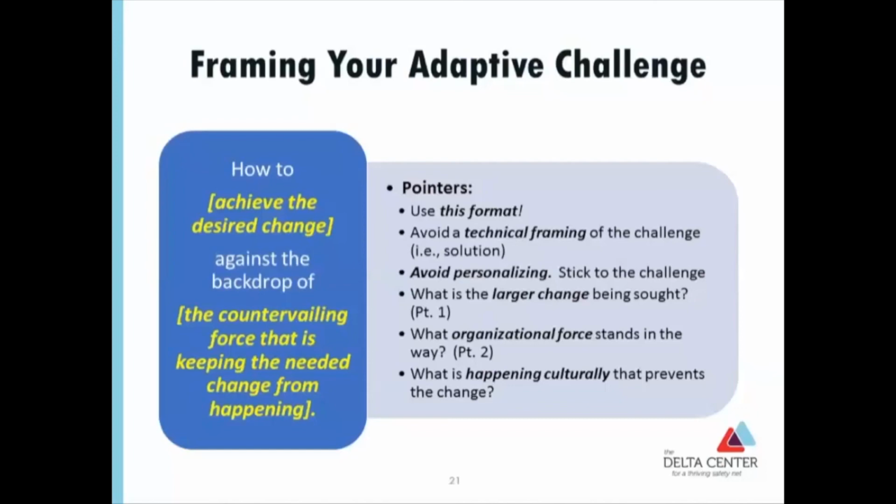And then again, the countervailing forces. What is it culturally? What is happening in the organization or even in the broader system or environment that is keeping that change from happening? Because if the change should have happened, in your estimation, then it would have happened. What is keeping it, broadly speaking, from happening? Okay, and that's the second part of the statement.